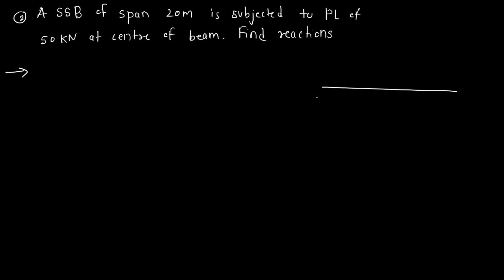Okay, a simply supported beam, one end hinge, another end roller. The span of the beam is 20 meter. The value of the point load is 50 kilonewton. It is present at center. That means this is 10, this is 10. This is point A, this is point B.